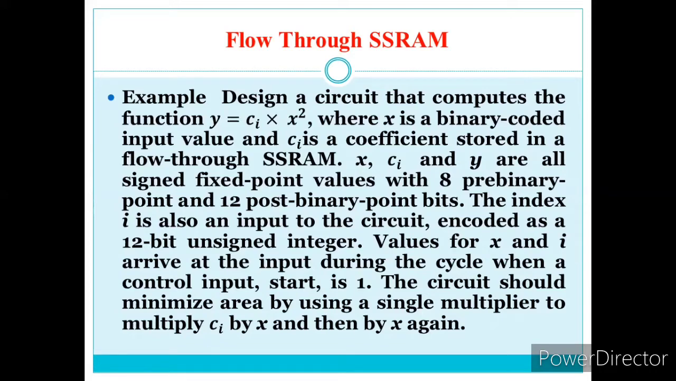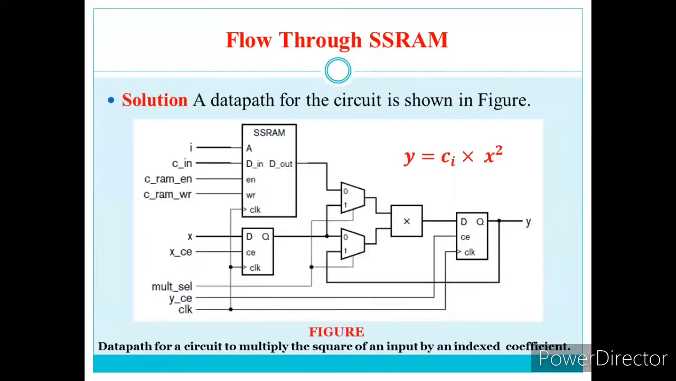Now for this given question, we have to draw the block diagram, analyze the algorithm, and then write the Verilog program. First, let us see the block diagram that is deduced here. We want to implement the function y = ci * x^2, where the values have 8 bits before the decimal point and 12 bits after the decimal point. That's about the programming part; we'll check it out later.